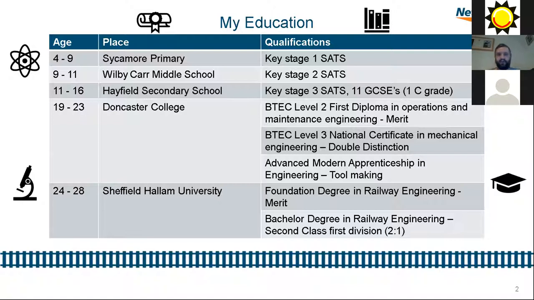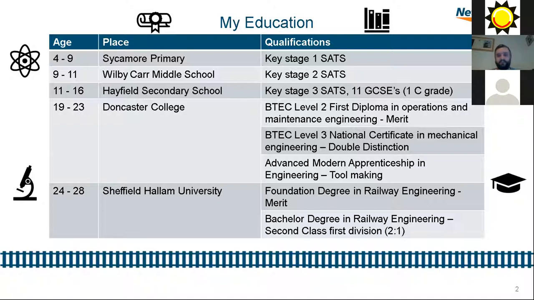So once I finished my modern apprenticeship, I was told that I was no longer allowed any further education. So I decided I still wanted to carry on and get my degree. And quite luckily, when I was in college, I got to know someone that was working in Network Rail currently. And he suggested that I should join Network Rail and try getting onto the foundation degree in railway engineering. And luckily, I went on a day and I was taken on with Network Rail.